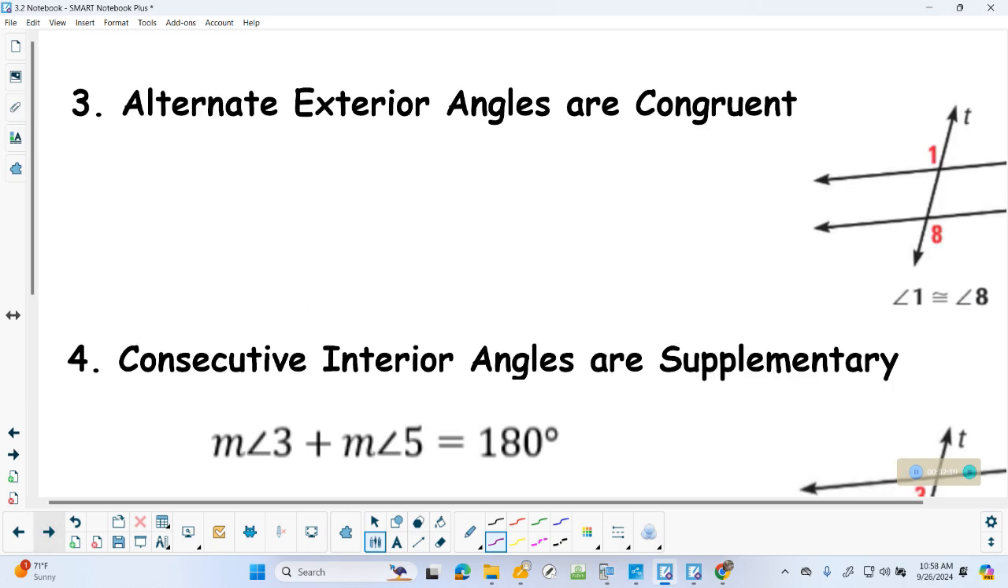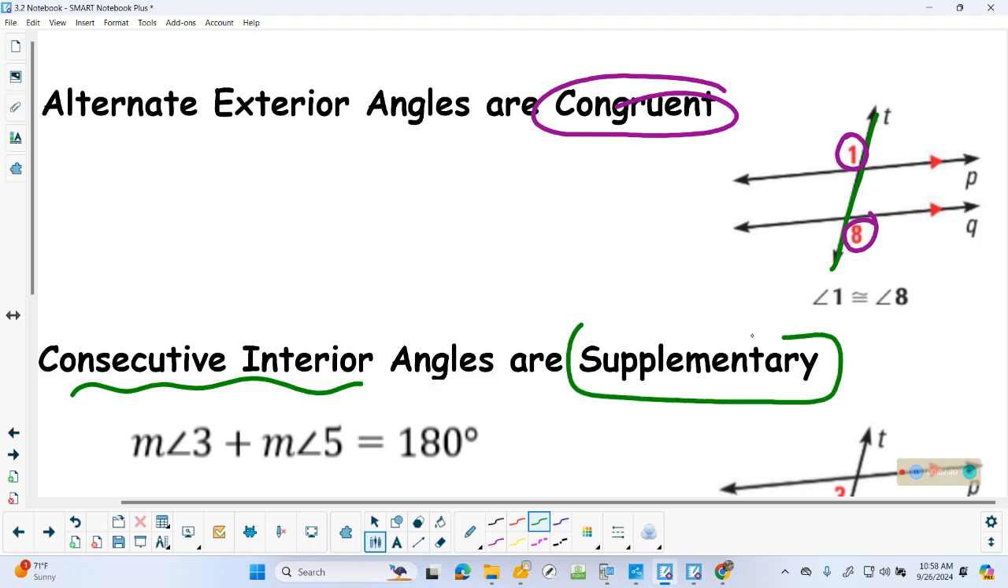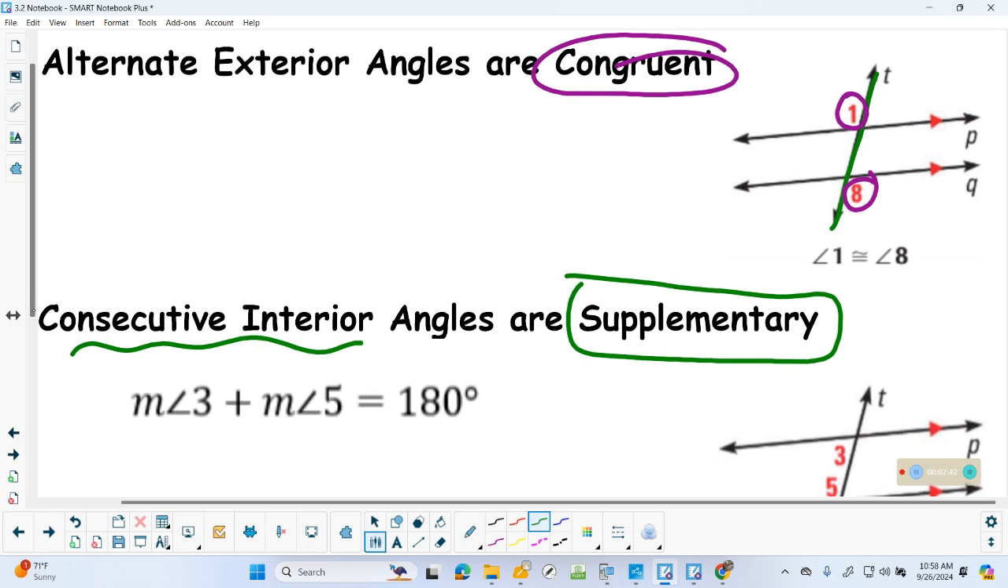All right, third step. Kind of the same idea. If you have your transversal and you are on your parallel lines, your alternate exterior, you're on either side of the green line and you're outside the parallel, congruent. Now here's the only switch of the day, my friends. So the first 3 sets of angles are congruent. It's the 4th one that's not congruent. Your consecutive interiors are supplementary. That's the one you really got to remember.